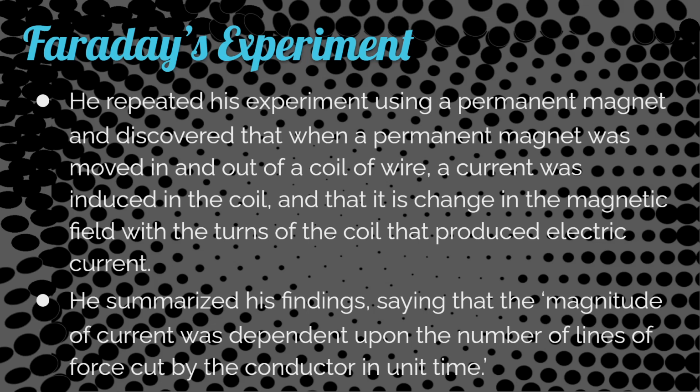Faraday summarized his findings saying that the magnitude of current was dependent upon the number of lines of force cut by the conductor in unit time. He's referring there to the magnetic flux. We're using that term quite a bit, but you're really not responsible for knowing it. But it has to do with the number of magnetic field lines that are actually penetrating the wire. Okay, and the change in that per unit time is what's generating that current flow.